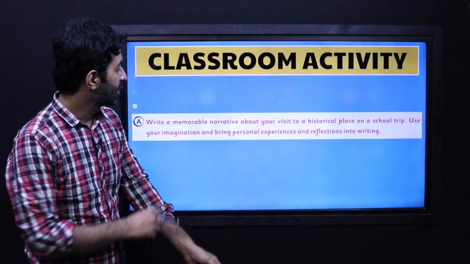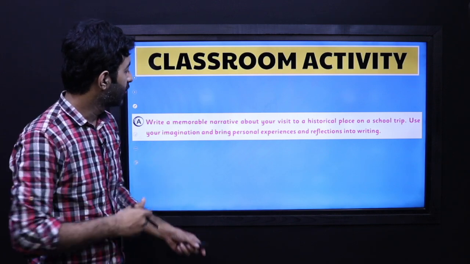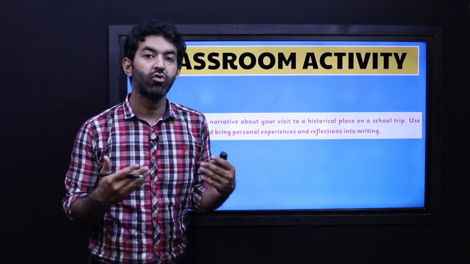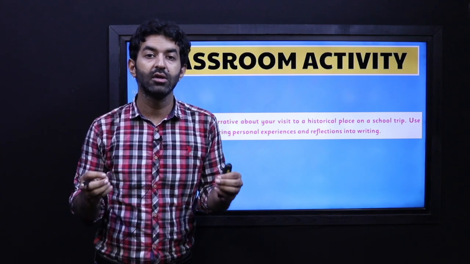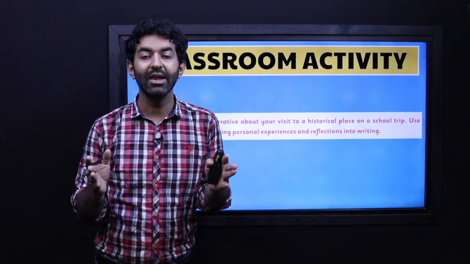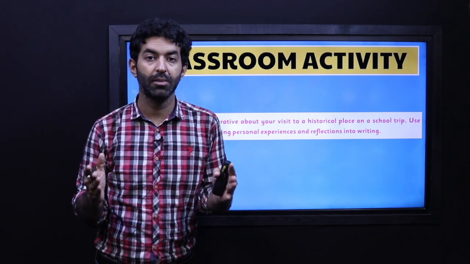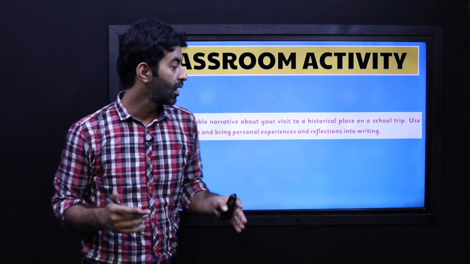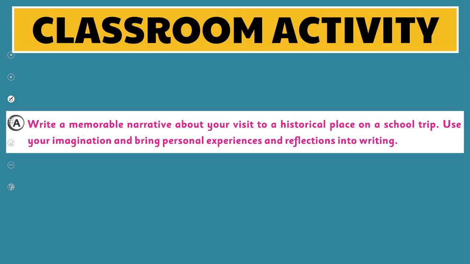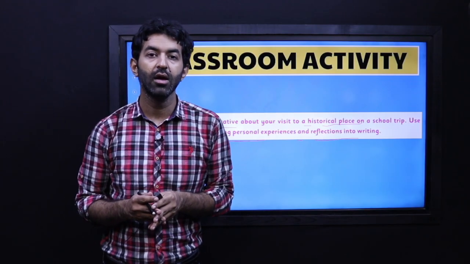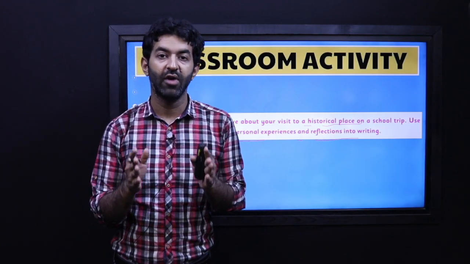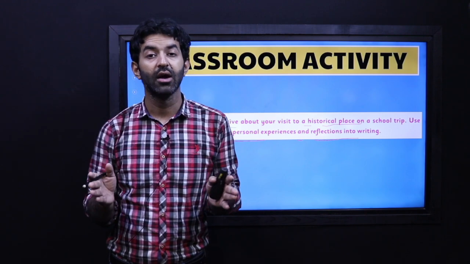All right, students, we are actually focusing on real life and real experiences and events because our main lesson is also about that, which is about historical marvels. Write a memorable narrative about your visit to a historical place on a school trip. Use your imagination and bring personal experiences and reflections into writing. So this is your prompt for writing, and you can write about 500 words or 300 words as well.